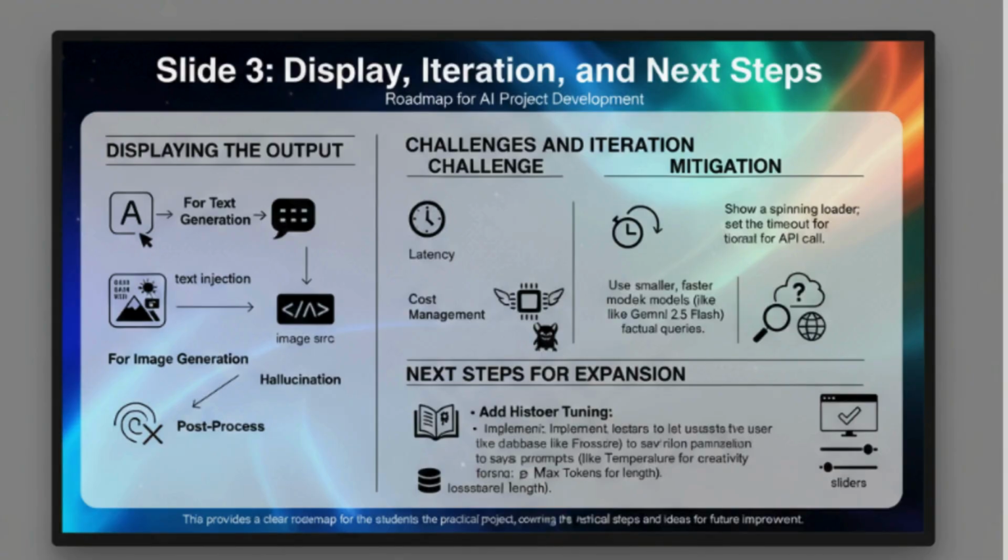Concluding the practical roadmap, this slide covers display, iteration, and next steps, guiding the finalization and future expansion of the AI project. For displaying the output, text is rendered directly while a generated image is set as the image SRC. A crucial final step is post-processing to mitigate hallucination in text or unwanted elements in images. The primary challenges are latency and cost management. Mitigation involves showing a spinning loader and using smaller, faster models like Gemini 2.5 Flash for simple queries. Next steps focus on expansion, such as implementing a history tuner and adding controls for advanced prompt engineering parameters like temperature for creativity and max tokens for length.